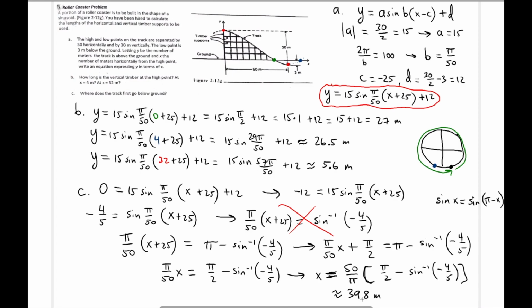39.8 meters. All right, so that's the x value, the horizontal distance from the origin at which the first instance of it going below the ground occurs. Okay? And again, notice that it makes sense because that is less than 50, right? 50 is exactly where the low point is. 39.8 makes complete sense with where this point is at.